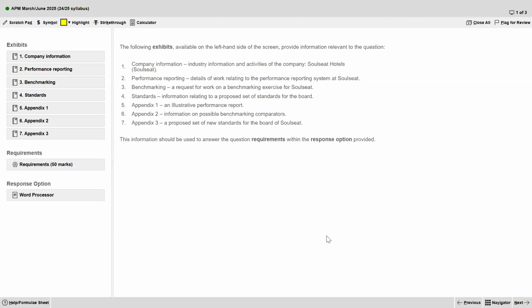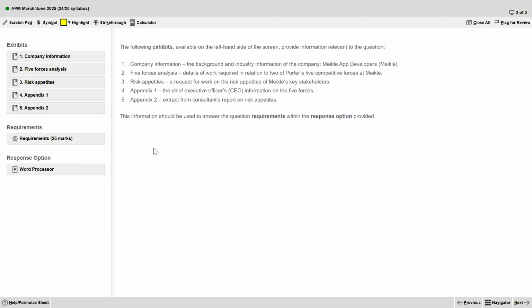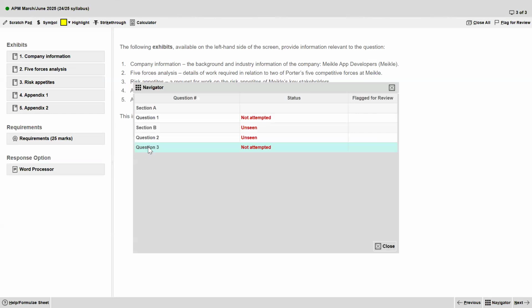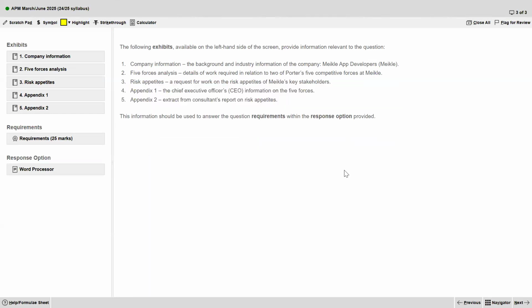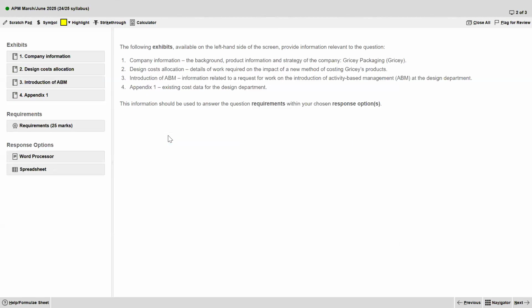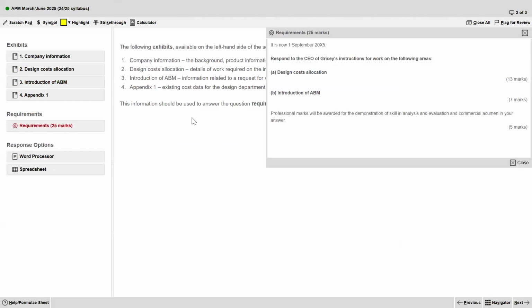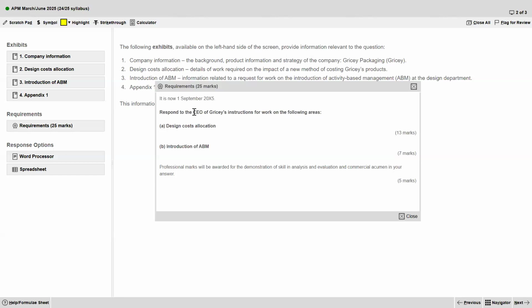Okay, let's just go on to question number 2. The requirement is to respond to the CEO of Gracie's instruction for work on the following areas: design cost allocation, and introduction of activity-based management.